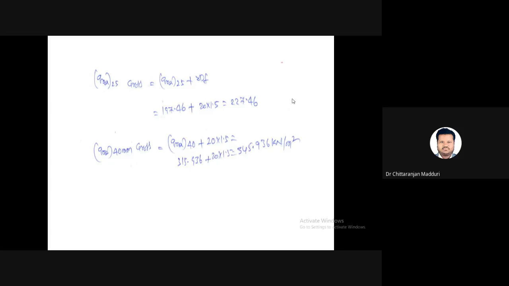Net means excluding the self weight of the soil. Gross means including the self weight of the soil mass. So QNA is a net allowable pressure, that means excluding the self weight of the soil. QGA means gross allowable pressure, that means including the self weight of the soil above the footing.